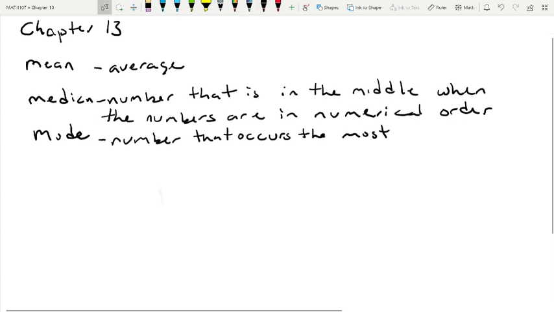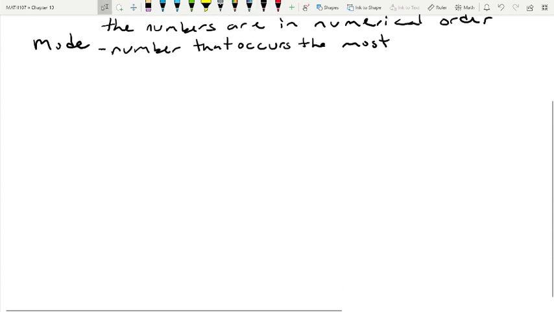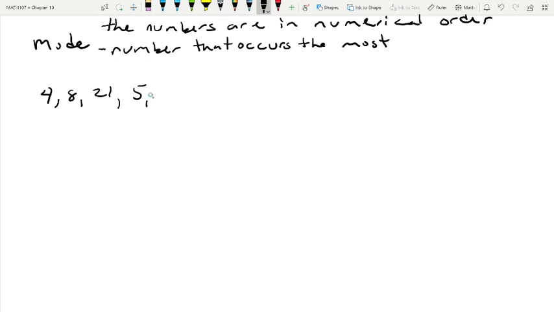So let's look at that in terms of a group of numbers. So if I have this group, 4, 8, 21, 5, 9, 11, 25, 9, 4, 17, 30, 9, and 18. So there's my group. And so the first thing I want to do is find my mean.